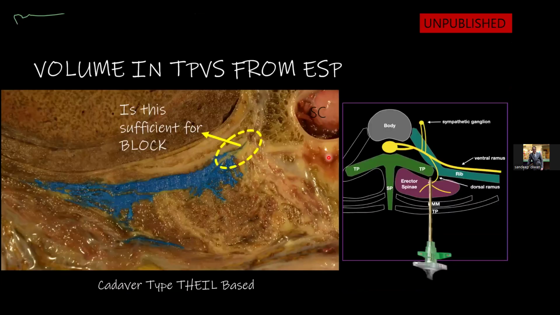So when we injected latex in soft embalm, we found that the entire latex was contained in the erector spinae plane, and there was hardly a small segment of latex in the paravertebral space. Now, this, if you consider as a local anesthetic, it is not going to give you any analgesic quality.